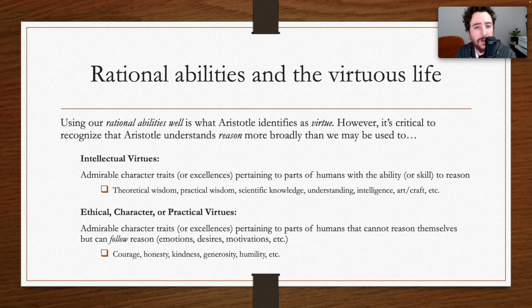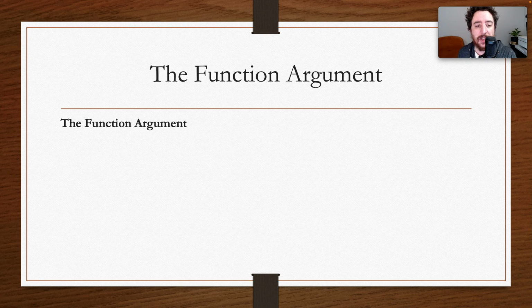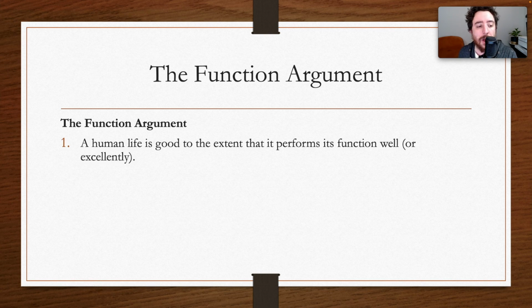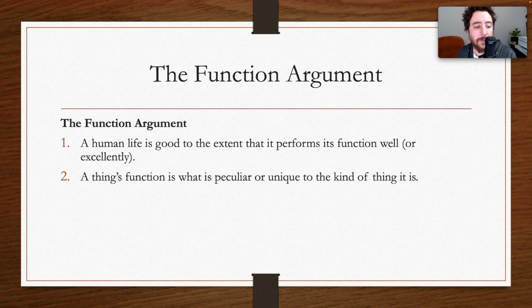Now that we have that understanding of how Aristotle is using the idea of reason and virtue much more broadly than maybe we're used to, we can put all this together into Aristotle's function argument. The idea is that a human life is good to the extent that it performs its function well, or excellently. This is meant to be supported by that analogy. A toaster is good to the extent that it performs its function well. A car is good to the extent that it performs its function of transportation well. A human life is good to the extent that it performs its function well.